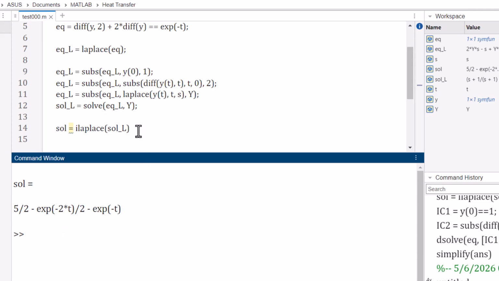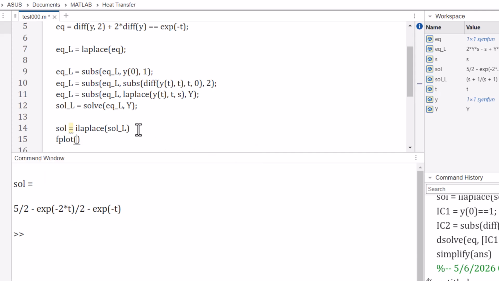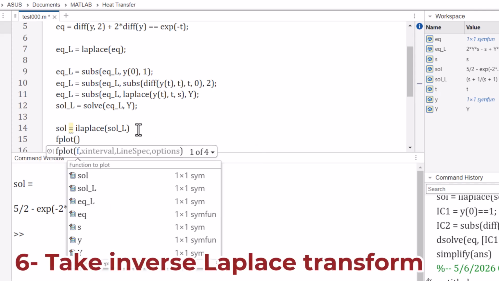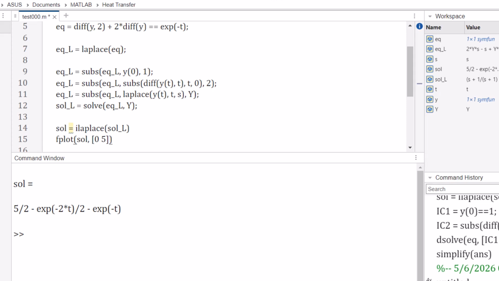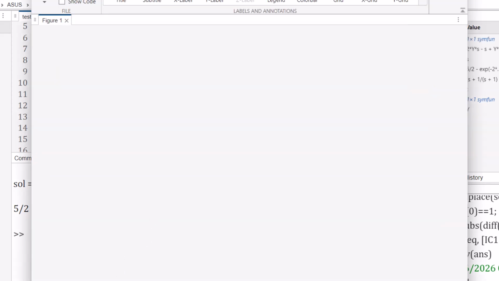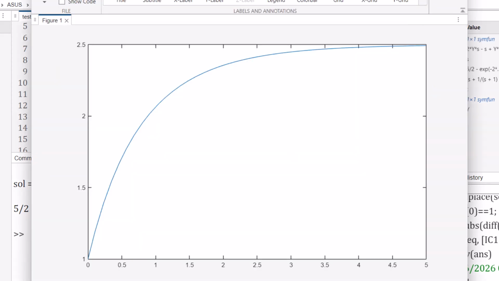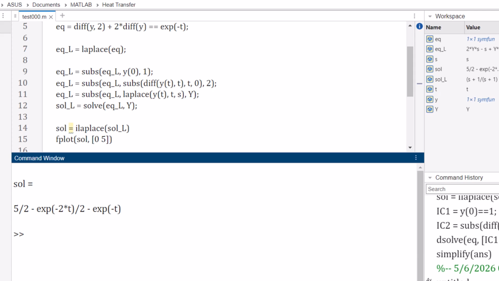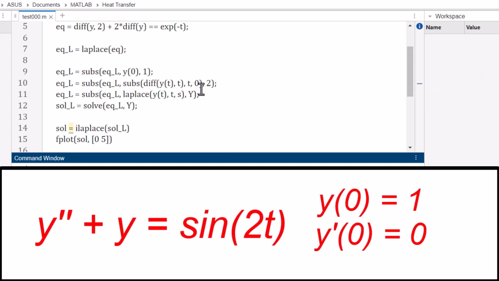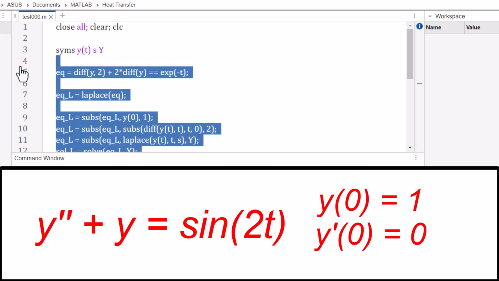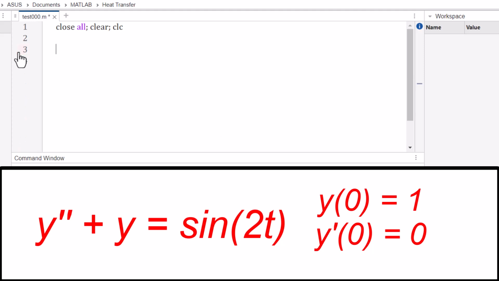And if you want to see the behavior of this solution from 0 to 5 seconds, you can use the fplot command. And here it is. Now you should be able to solve this equation using Laplace transforms. So please pause this video and go try it for yourself. Then come back and see if you come up with the same answer as me.